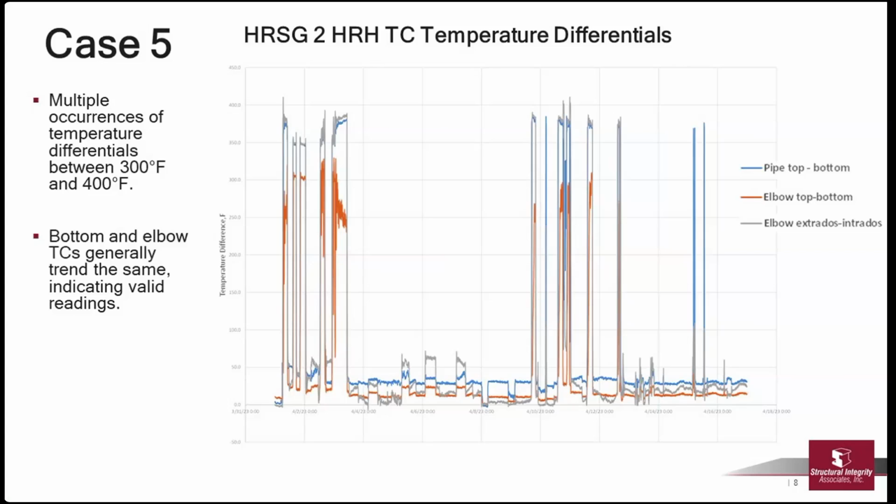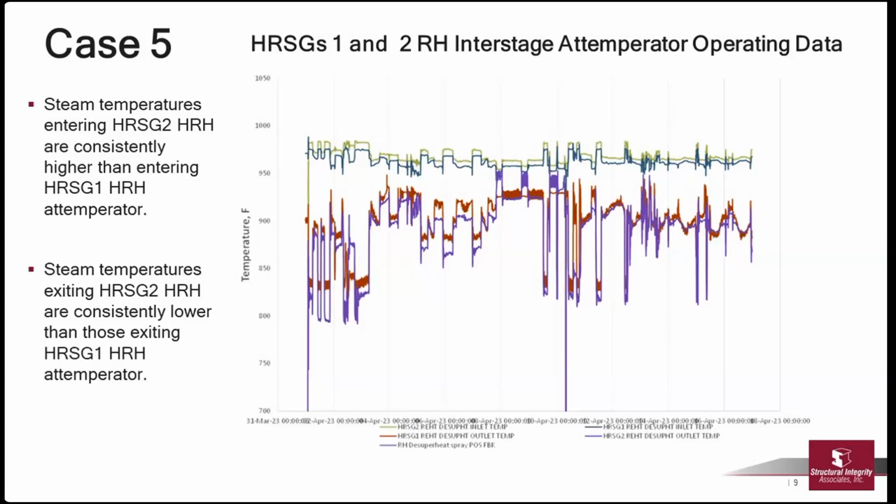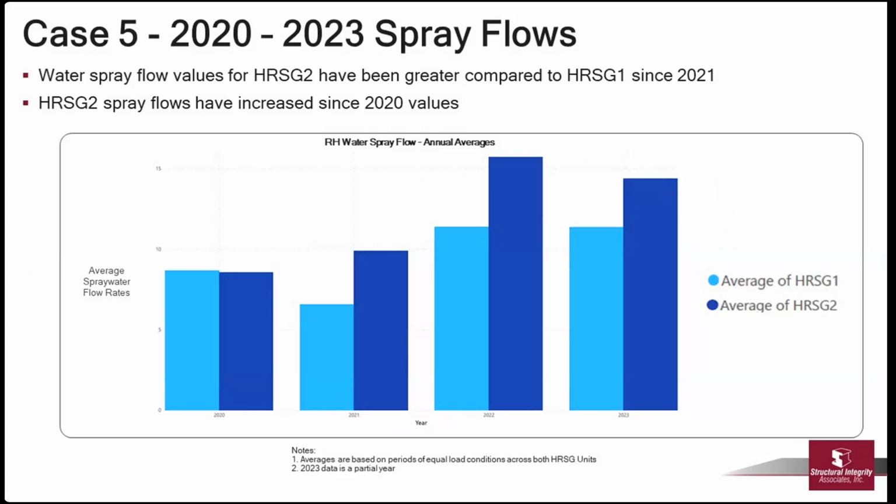So we only had plant data to go through, which we started doing. You go to the next one, Kane. What we saw is that the steam temperatures entering the unit 2 hot reheat attemperator are consistently higher than the temperatures coming into unit 1, which has had the smaller temperature changes, and the temperatures coming out of unit 2 are lower. So you're coming in hotter and spraying more on unit 2. So the next question is, why is that?